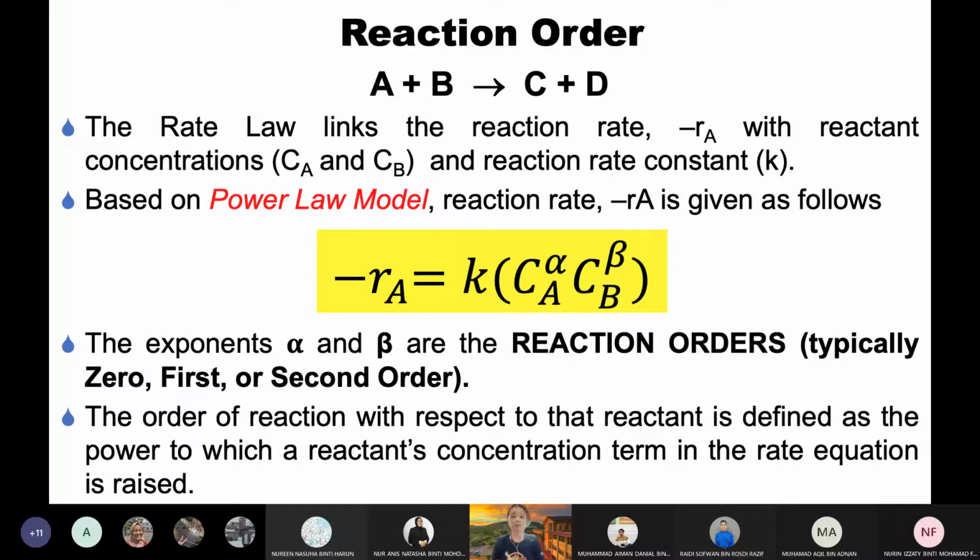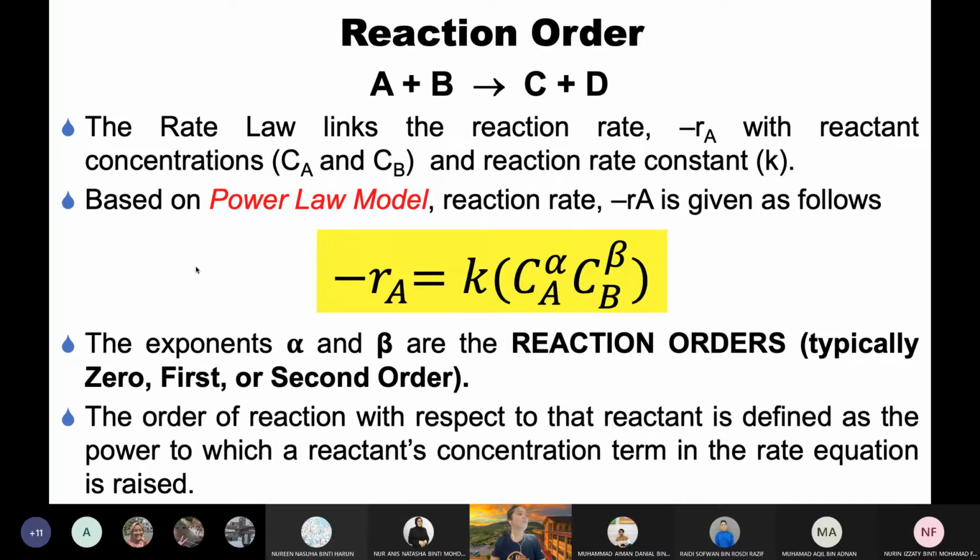Okay, so the minus RA is determined using the power law model. So power law model says minus RA equals to first K. So K is the reaction rate constant. Ca, Cb is the concentration of your reactant. So let's say we have reactant A, reactant B. So we have concentration A, concentration B. Then we have alpha and beta. So alpha and beta is the reaction order. Okay, so that was what we learned last week.